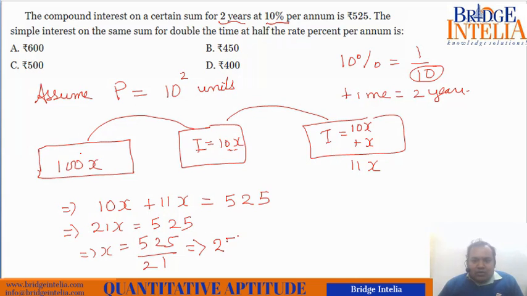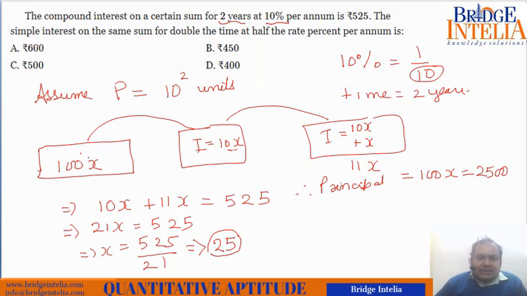So x comes out to be equal to 25. It means the money that we have deposited is 100x. Therefore, principal is equal to 100x, which is equal to 2500. What is the question? The simple interest on the same sum for double the time at half the rate percent per annum.